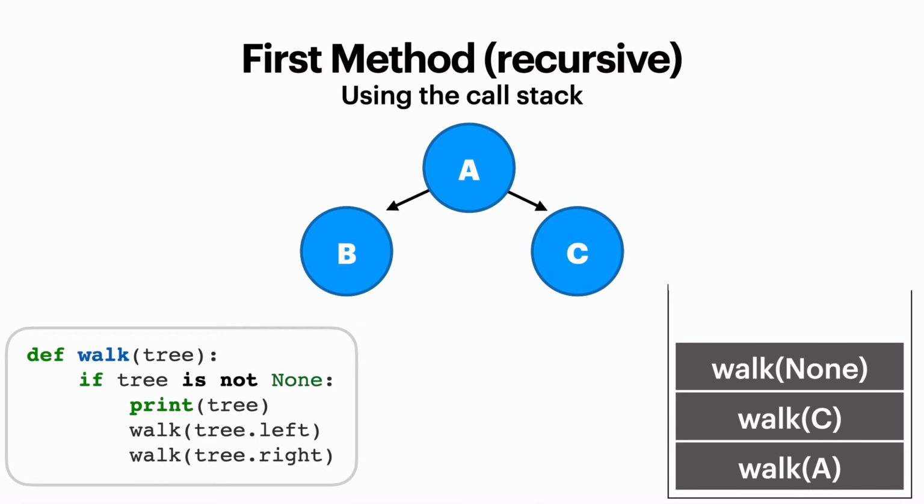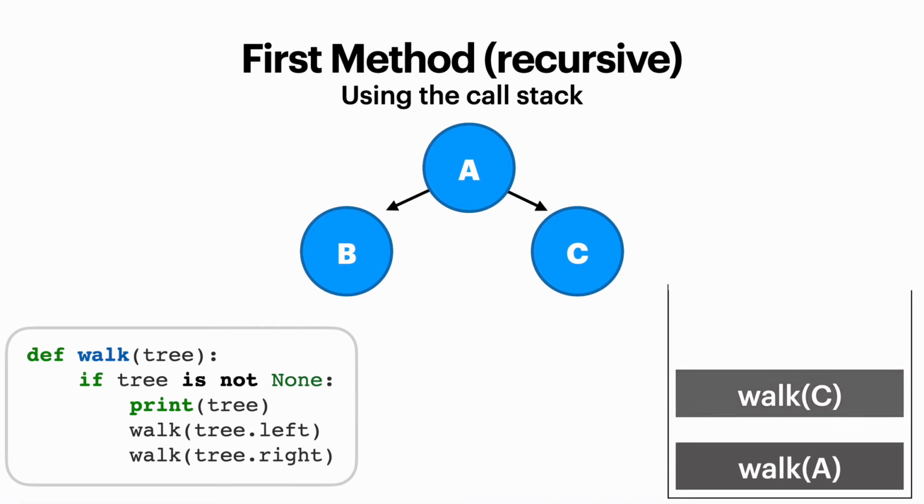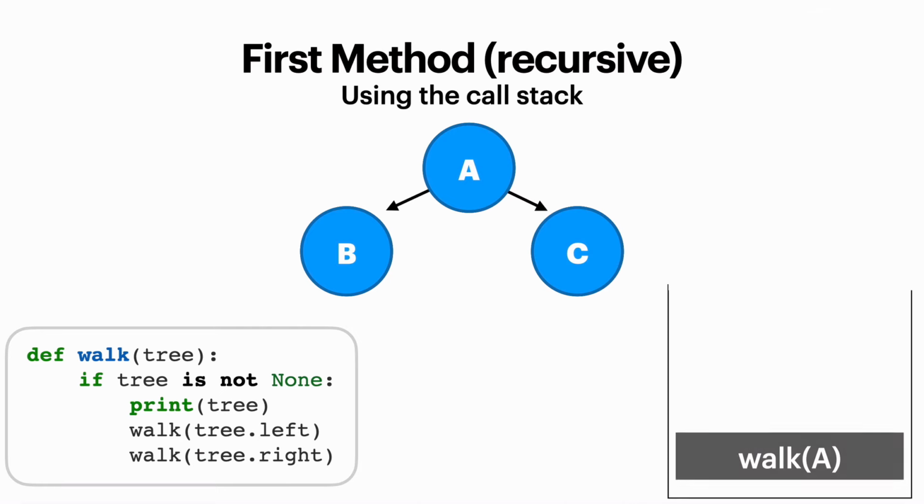It's going to do the first call to walk, tree.left, which is not going to go anywhere. That's going to get popped off the stack. We're going to do the second call. It's going to get returned and it's going to get popped off the call stack. And now the call to C is finished, so it gets popped off. And finally, the call to A is now finished, so it's popped off too. And that is how the call stack would work as we perform our depth first search.